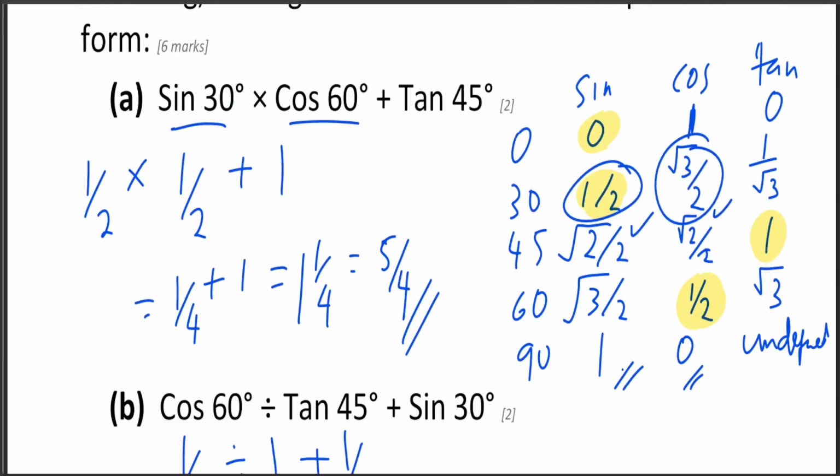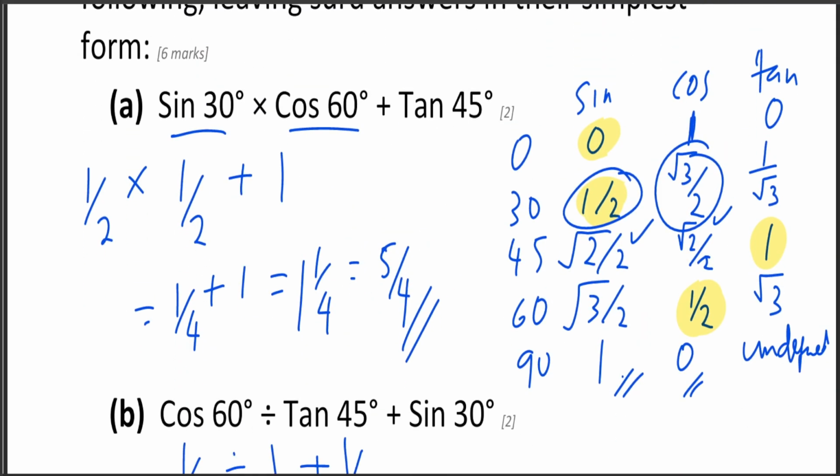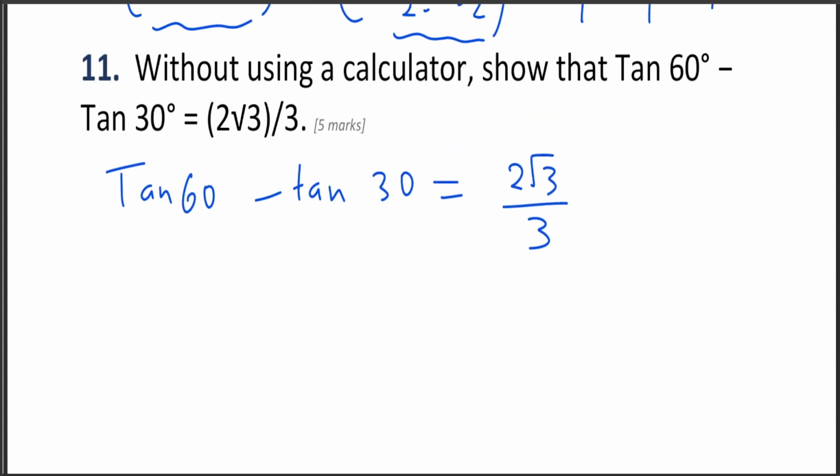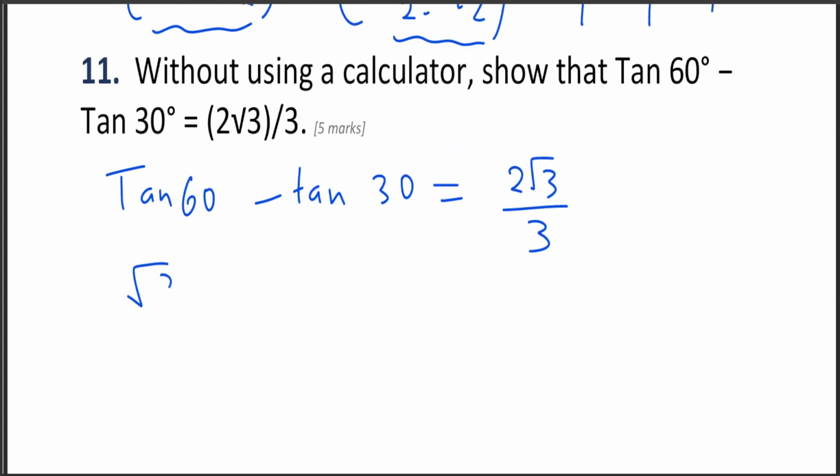Tuje hapa kidogo. Tan 60 ni root 3 na tan 30 ni 1 over root 3. So tan 60 ni root 3, tan 30 ni 1 over root 3. Sawa. Okay, so hii utasubtract kama kawaida.